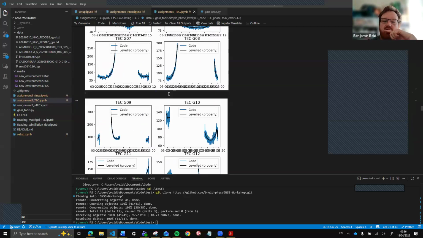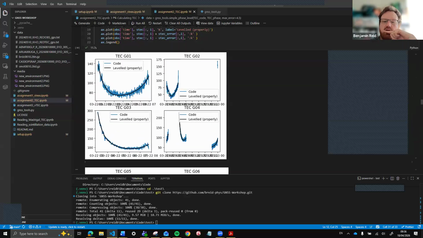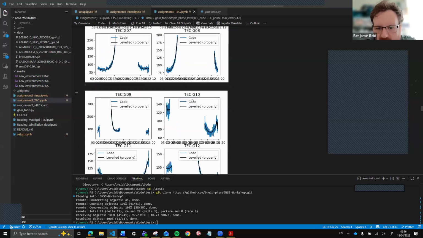Yeah, that's good. You can see it's still probably not perfect. You can see at the end of the arc at the 10th satellite, it gets a little bit wonky there. So this is why the elevation cuts become so important, is that the multipath errors are just too much there. It's trying to level things and it's just not going to work.